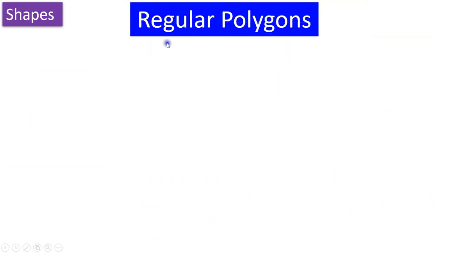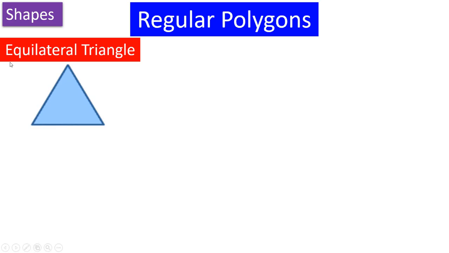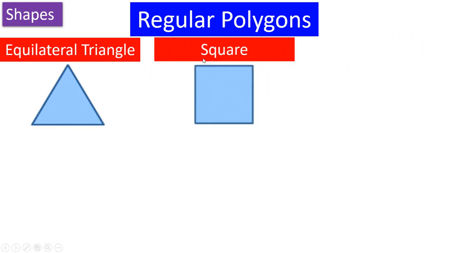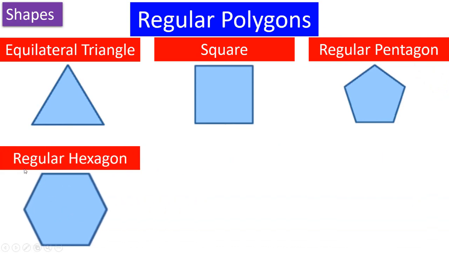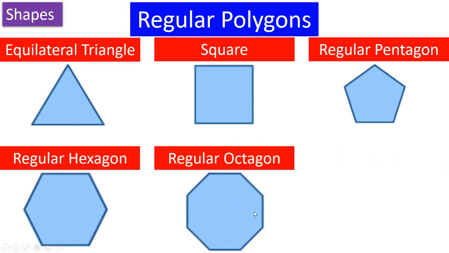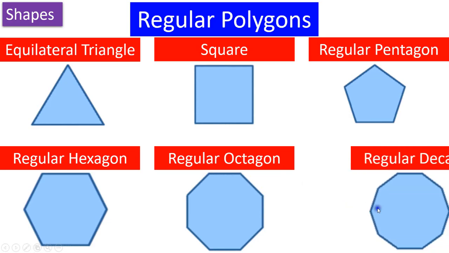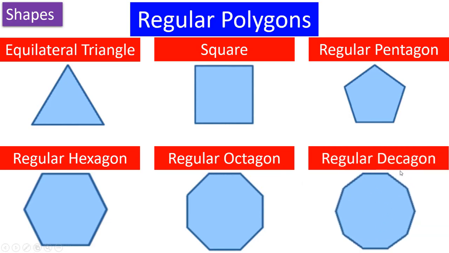Next, let us move on to regular polygons. First one is equilateral triangle. This one square. This one is regular pentagon. This one regular hexagon. This one is regular octagon. This one is regular decagon.